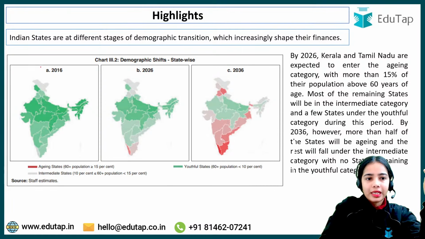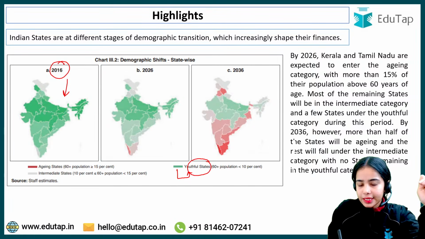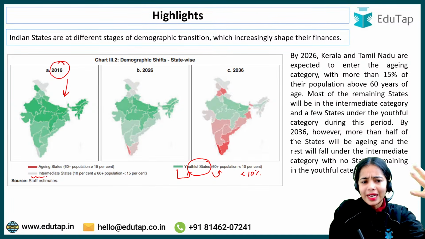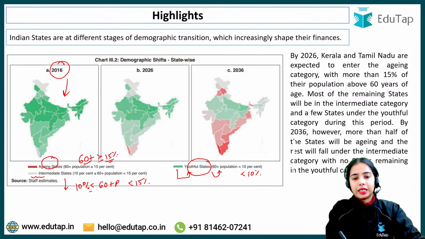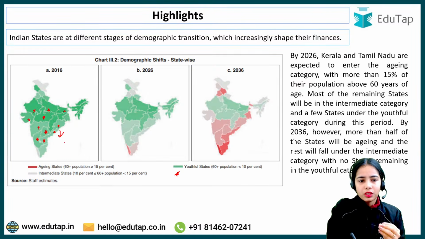So first of all, you can understand that by 2016, see, dark green is youthful states that have the 60 plus population less than 10%. White or light green shows the intermediate states that have 60 plus population more than or equal to 10%, but less than 15%. Aging states have 60 plus population more than or equal to 15%. So this is the idea. Dark green means youthful states, light green or the white shows the intermediate states, and the red shows the aging states.